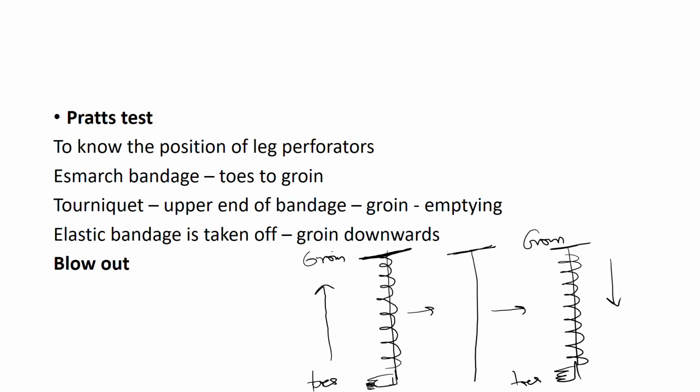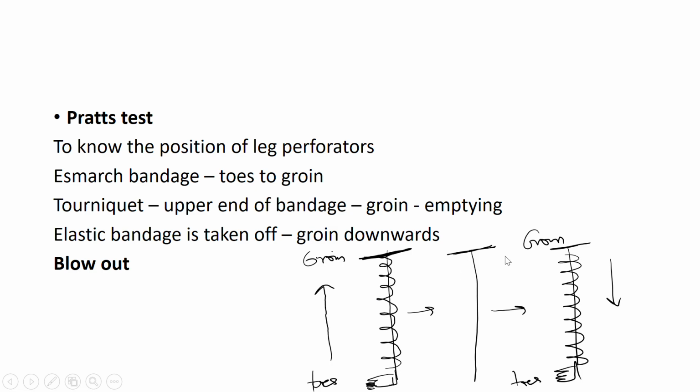Next you have the Pratt's test. So here is again to know the sites of the leg perforators. So in the first step, what you have to do is you have to take an S-mark bandage. It's very similar to a crepe bandage. Now here you have to tie this bandage from the toes to the groin upwards. Okay. Once you do this, you have to tie a tourniquet here. Okay. So that it empties the vein.